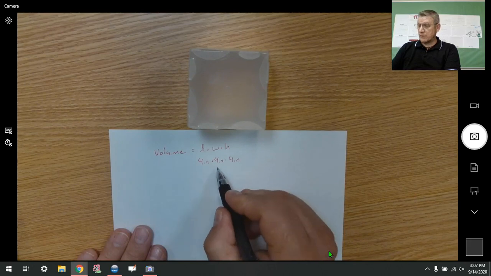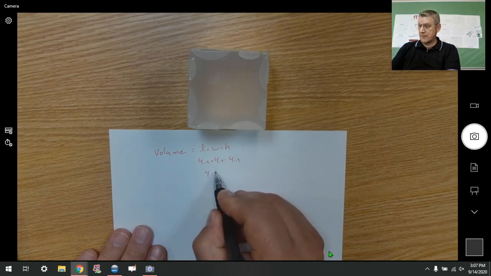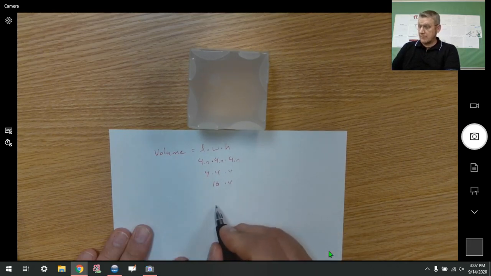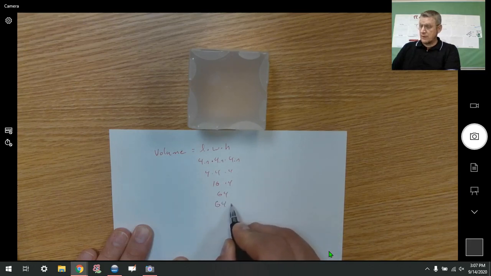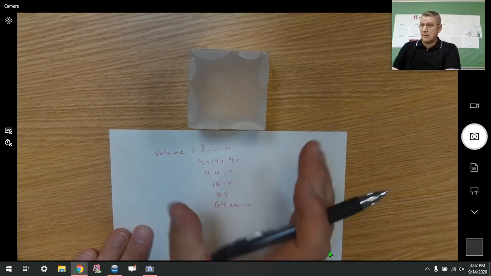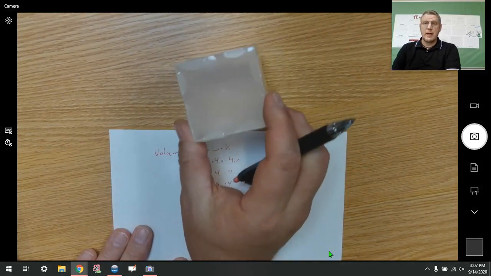And if I multiply 4 times 4, I get 16. And I multiply another 4, I end up with 64. So this ends up being 64 cubic inches. Now this is what it looks like in geometry.